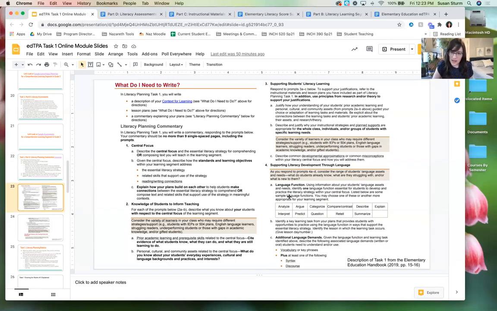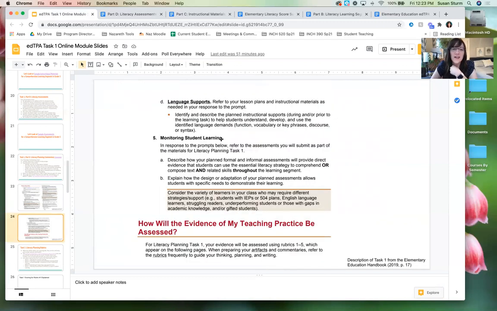Finally, we've got to talk about language demands. So this is something we haven't done yet in this class, and it's time to talk about it. I will go painstakingly in detail through what a language function and these additional language demands are. So this whole question is about that. And then the last question is about your assessments. How are you monitoring your students' learning of the strategy and the related skills? They want to know about both. And again, that's why we had you write your rubrics the way we did. Notice this is a spot where they're checking for your students with IEPs, the variety of learners they want to know.